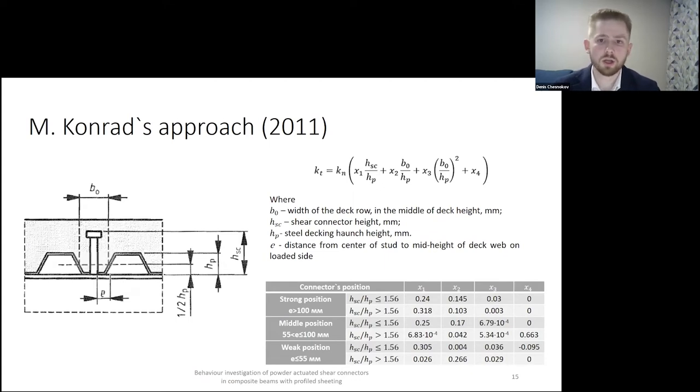And the last one is the approach of Matthias Konrad, who analyzed dozens of studies and made his own tests and learned that it could be described by a simpler and universal formula. He offered a matrix of coefficients which should cover all cases in the scope of Eurocode 4. And as you noticed, all these approaches were based on welded stud investigations, and it's interesting for me to see how they could be applied to my subject.